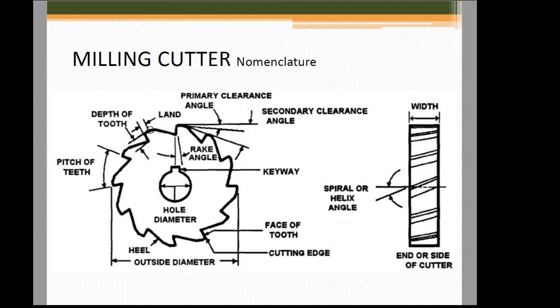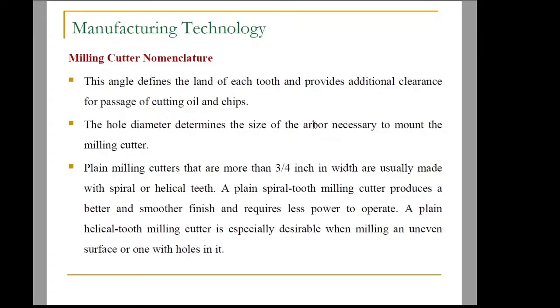Just behind the land, the secondary clearance surface is located. Secondary clearance angle is the angle between this secondary surface as well as the tangent drawn to the periphery of the mill cutter. This angle provides additional clearance for the passage of cutting oil as well as the waste chips.